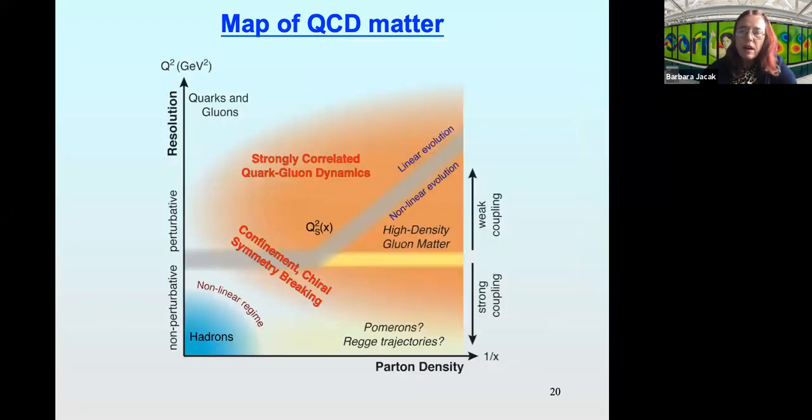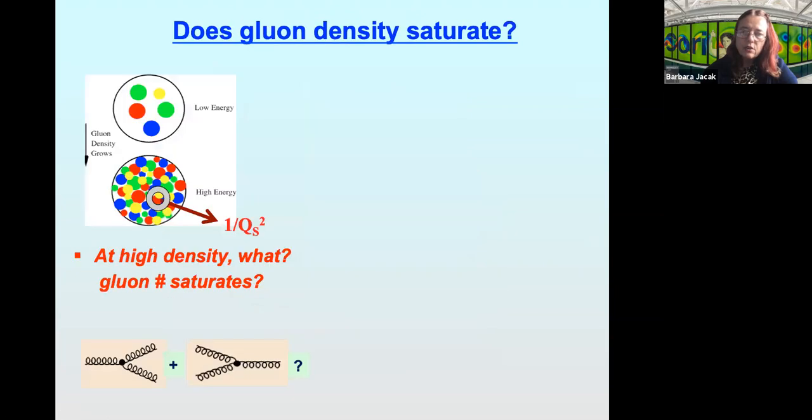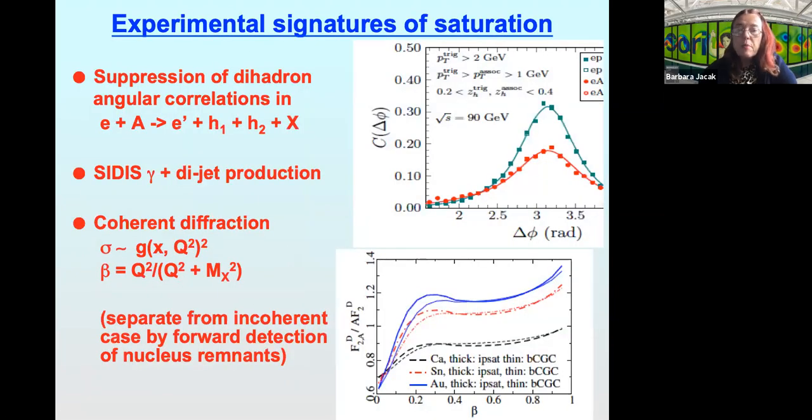Now going to the map of QCD matter, of course, we are quite interested in what happens when the parton density gets high. As you know, as the density gets higher and your resolution gets higher, you get into this realm where you should have nonlinear evolution and saturation. So the experimental signatures of saturation at the EIC that we know to look for today are suppression of dihadron angular correlations, by measuring the scattered electron and two hadrons, and this kind of suppression has been seen already in forward angles at RHIC.